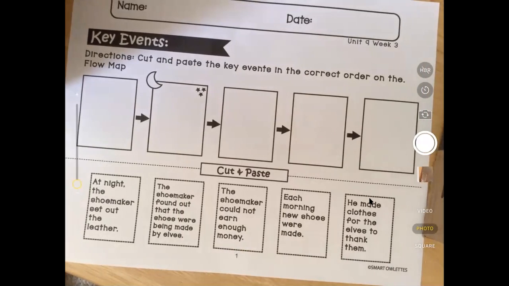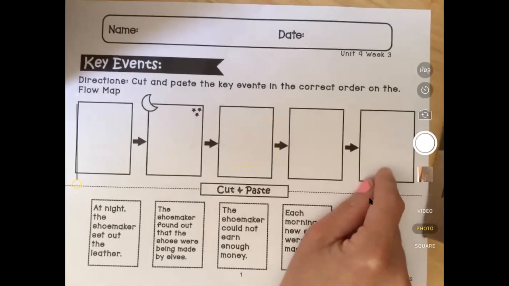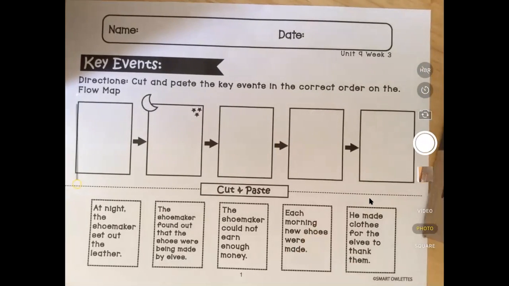So think about what the order was in the story. When I'm doing a sequence activity, I always find the first event and the last event. Okay, those are usually the easiest to remember. Then you can go back through the text and find the order of the middle events. Good luck. See you next time.